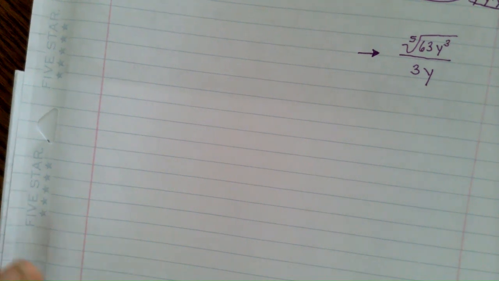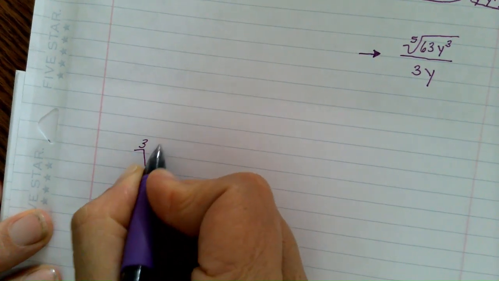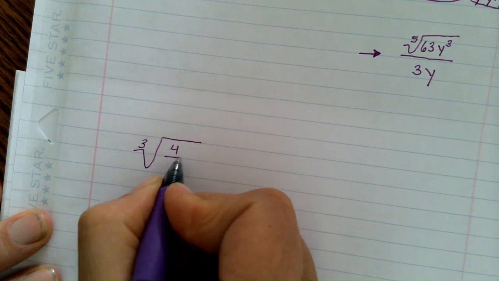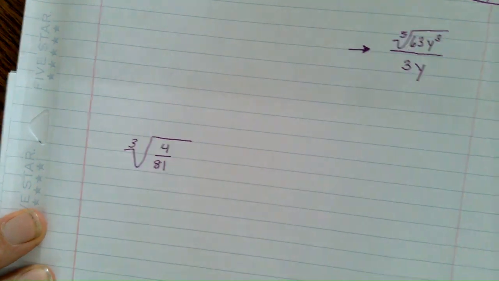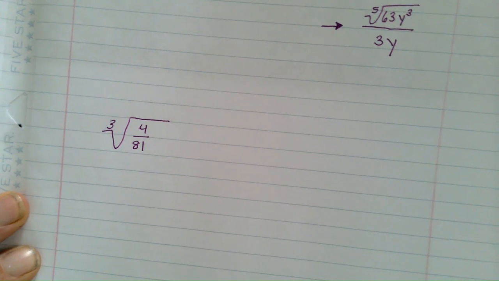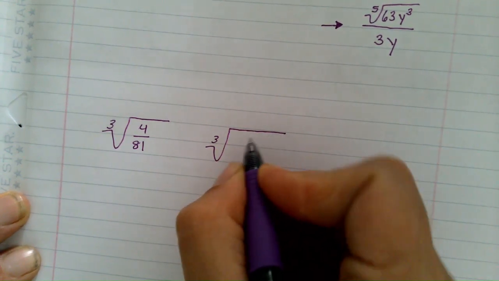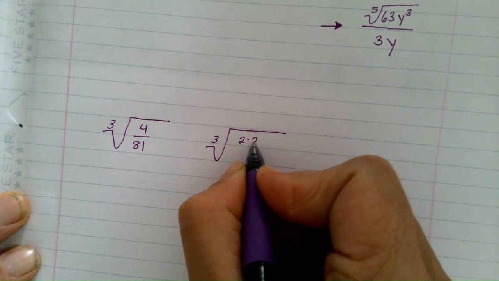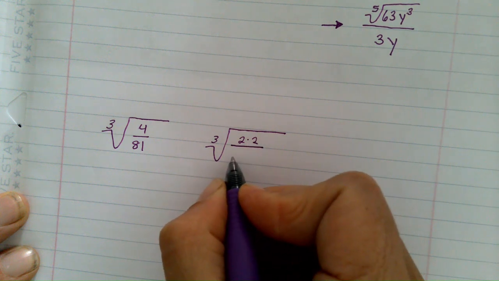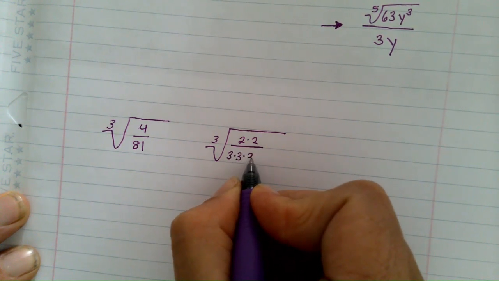I'm going to write the next one a little bit differently. The third root of 4 over 81. I'm going to leave everything in the single basket and just complete it as much as I need to. So I know 4 is 2 times 2. And I know 81 is 9 times 9, and those are each 3 times 3, so it's 4 3s.